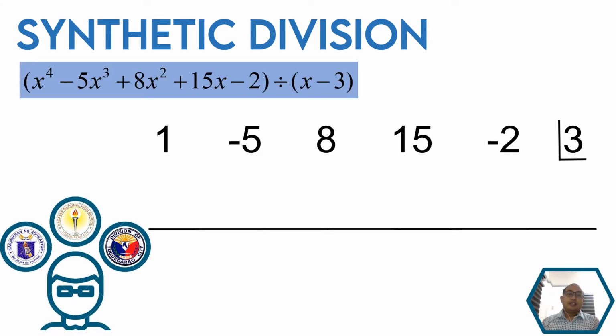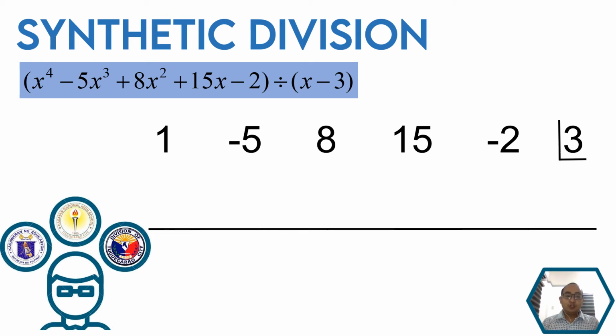So the coefficients of the dividend, I should say, are 1, negative 5, 8, 15, and negative 2, while the value of C in the divisor is 3. Since we are already able to set up our synthetic division, we are now going to proceed.